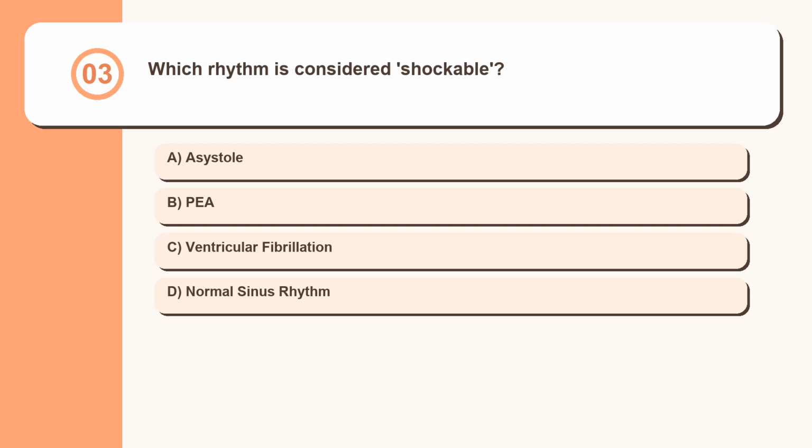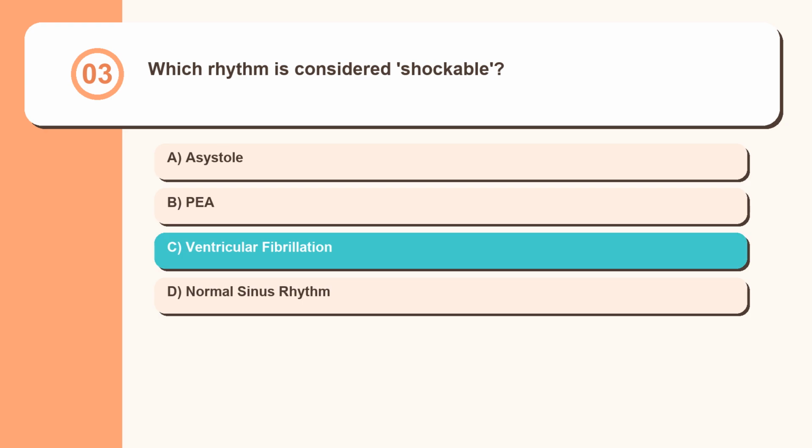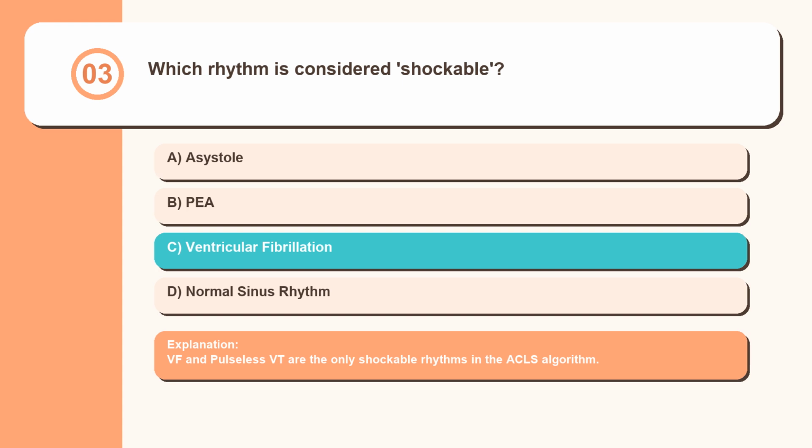Question 3. Which rhythm is considered shockable? Asystole, PEA, ventricular fibrillation, normal sinus rhythm. VF and pulseless VT are the only shockable rhythms in the ACLS algorithm.